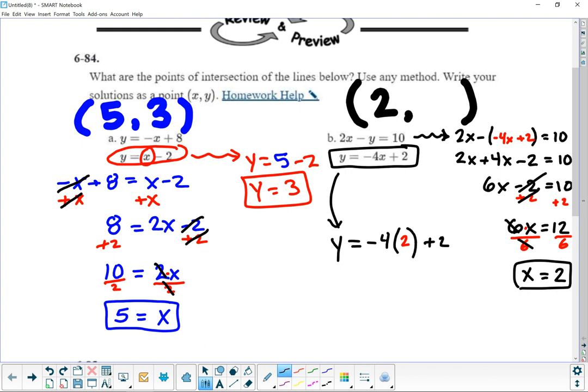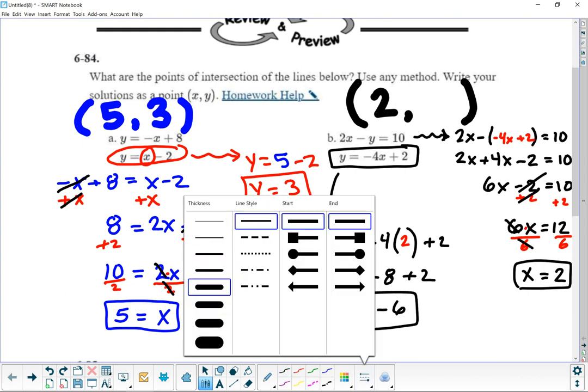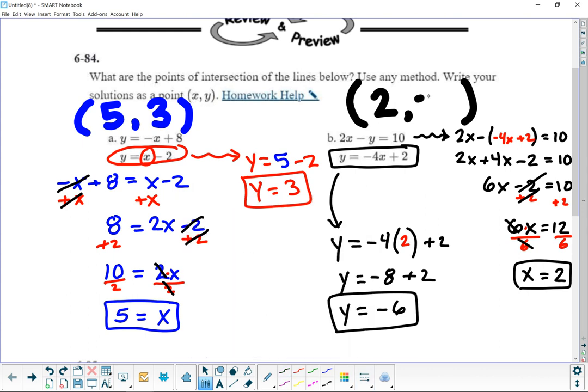Now you figure out negative 4 times 2 is negative 8, plus 2, and negative 8 plus 2 is negative 6. Use your calculator if you need. So the second part of your answer is negative 6. Your final answer is (2, negative 6). Rewind or pause if you ever need to go back.